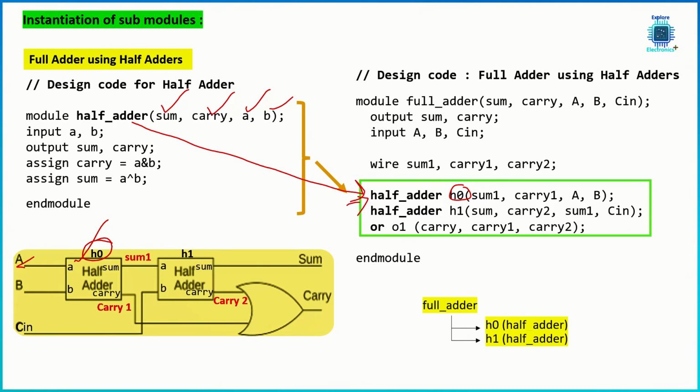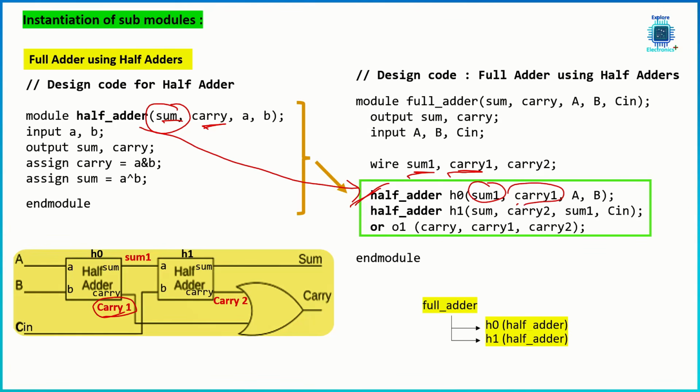This A will be directly mapped to A, B will be directly mapped to B. But the sum of the first half adder will be an internal signal. It is not allocated to any of the outputs over here. That's why this internal signal sum1 needs to be declared as a wire first. Then wherever we have a sum, and we have instantiated over here, this particular module is generating an intermediate output called sum1, so in place of sum we need to write sum1. It is generating a carry as well, but that is carry1, so in place of carry we need to write carry1. It is an internal signal represented as a wire.